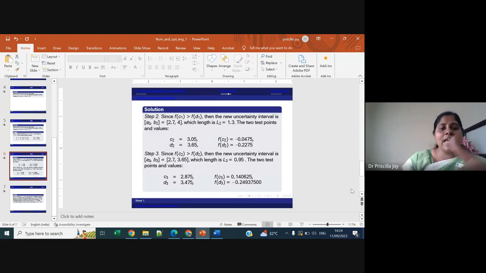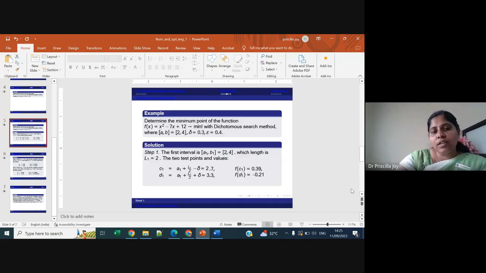Now, in the same method as we applied in the previous case, we need to do it. So what is our C2 now? 2.7 plus 1.3 divided by 2 minus 0.3. Okay, so it will give you 3.05. So we will be substituting f of 3.05 in the first equation.